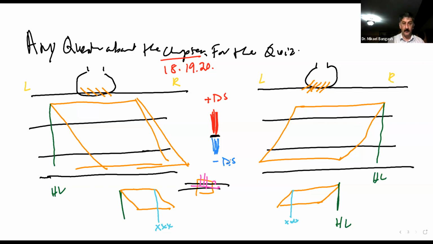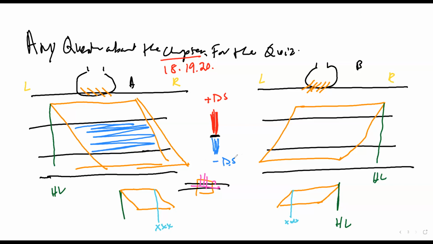Now, let's label this and say this is A, this is B. Let's say that in A, our window was filled up with, let's say, blue color. That may mean that in this blood vessel here, we have a negative Doppler shift. Did that make sense? Yes, it did. Good.